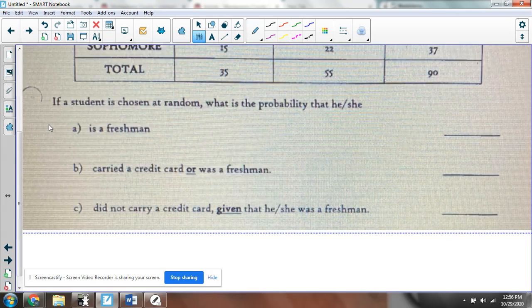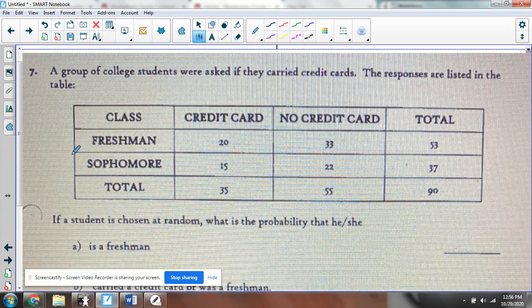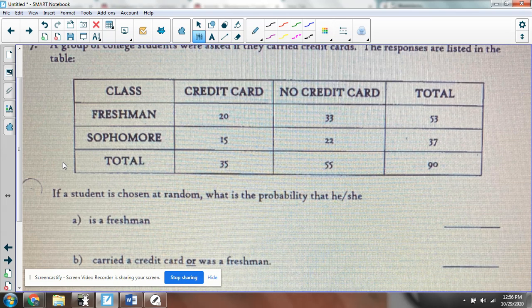Is this 30? No. Okay. A group of college students were asked if they carried credit cards. The responses are listed on the table. If a student is chosen at random, what's the probability that he or she is a freshman? That's the total number of freshmen over the total number of people. That's just going to be 53 over 90.